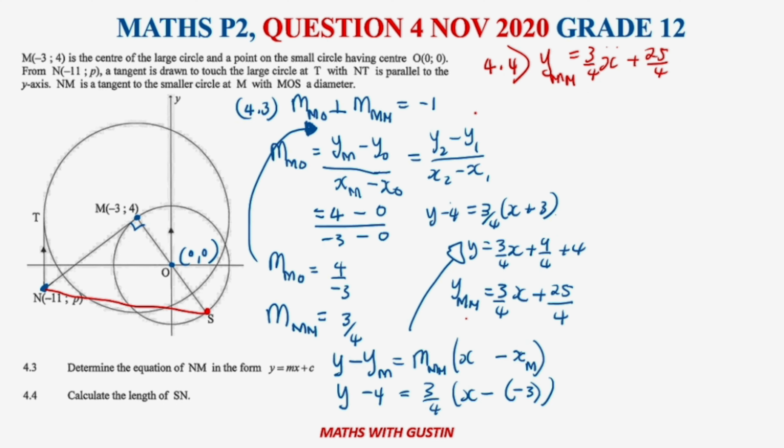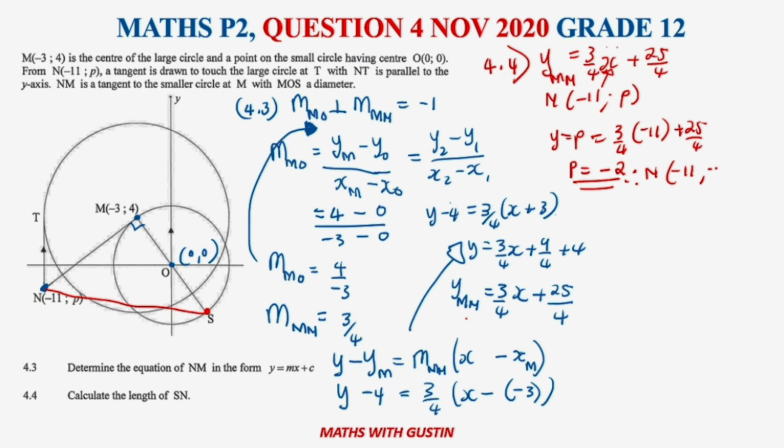So we have got N here. It's sitting on this line. The x coordinate is negative 11. So what is the y coordinate there? Now we're going to substitute x here and look for the y coordinate. The y coordinate, which happens to be p, is going to be given by 3 over 4 times negative 11 plus 25 divided by 4. Put this in our calculator, therefore we are getting negative 2. So we know what p is now, so N is given by negative 11, negative 2.